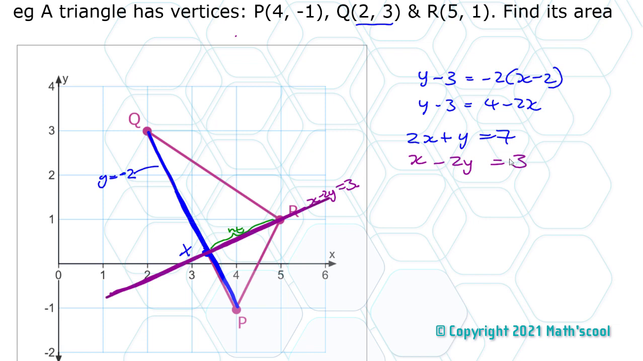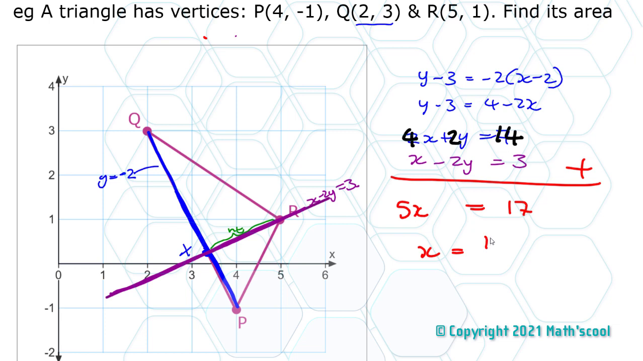Oh, I need to eliminate something. So I'm going to double the top equation so that I can eliminate the y's. So that's going to become a 4, that's going to become a 2, and that's going to become a 14. Okay, and then I'm going to add the two equations together. So that's going to give me 5x equals 17. So x is 17 over 5, which is 3 and 2/5.